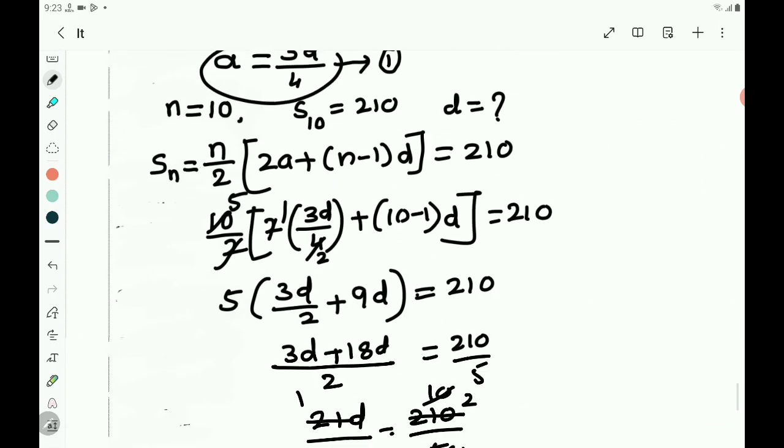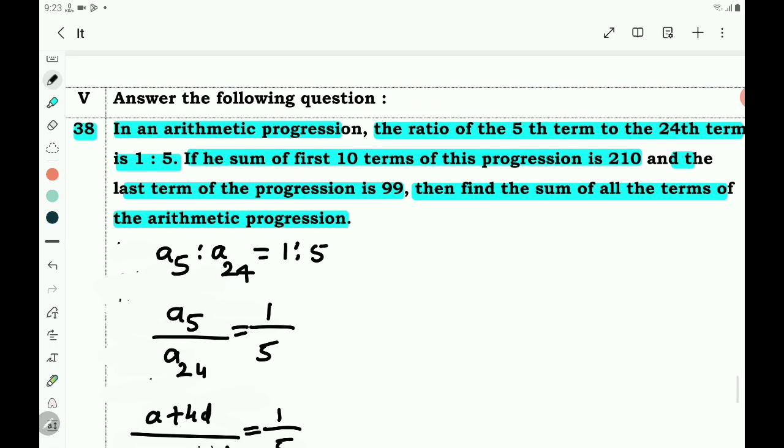Here you got the value of a and d. Now what do you have to find out? Find the sum of all terms, which means n needs to be found out. n is not given, the last term is given. After getting n, you can get the sum of all the terms. How many terms are there? That is to be found out. So how will you get the number of terms? Here you got a and d, and the last term is an.